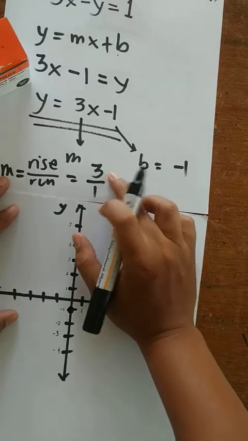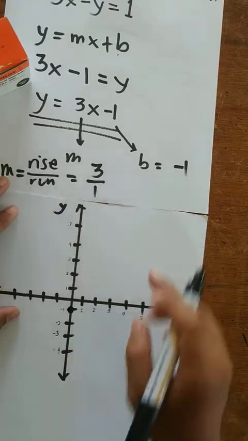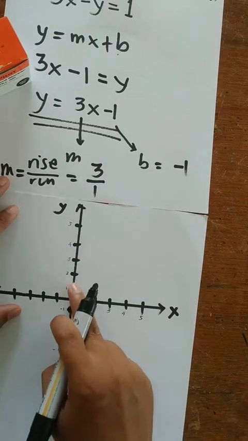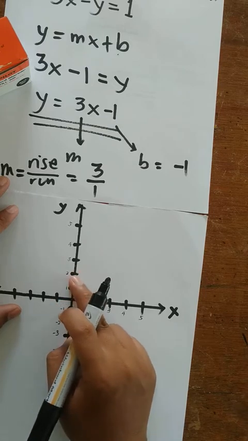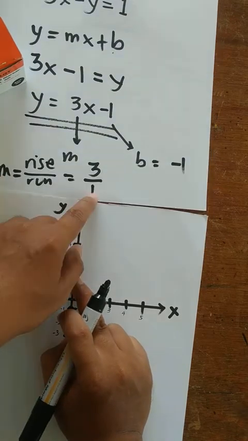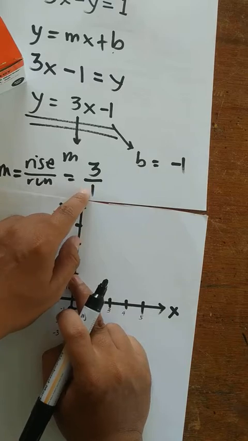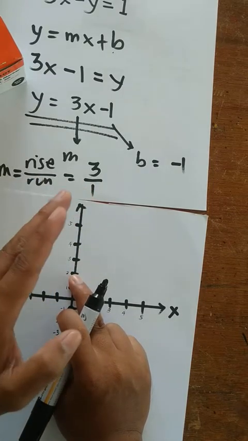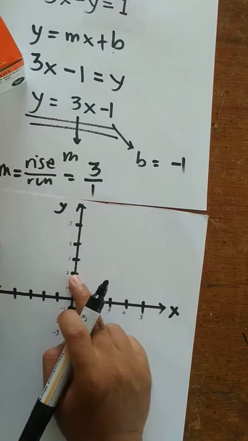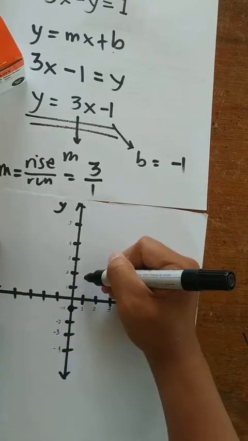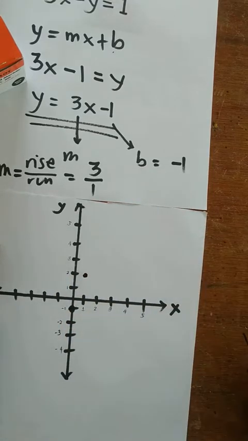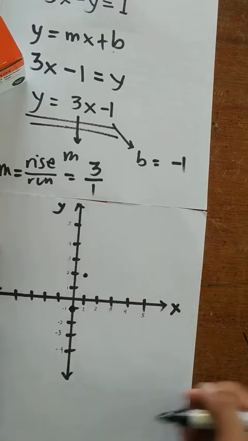And it says we are going to rise 3 units. So we'll count 1, 2, 3. But we will not end there because we are still going to run 1 unit. It's positive, right? So we are going to go to the right, 1 unit. That's it. Actually, you can already connect that.